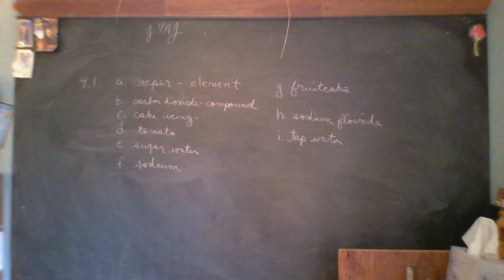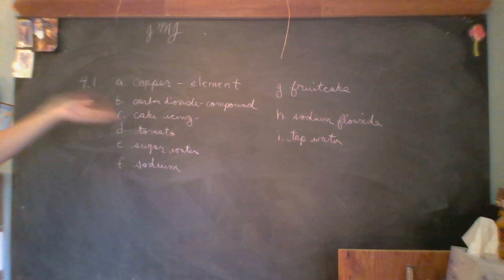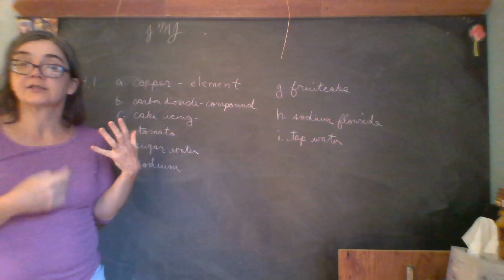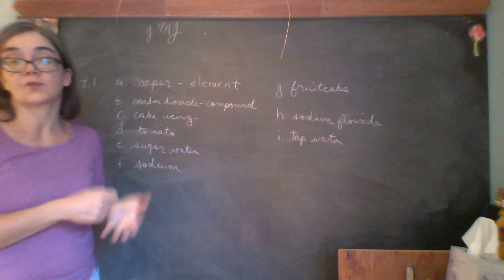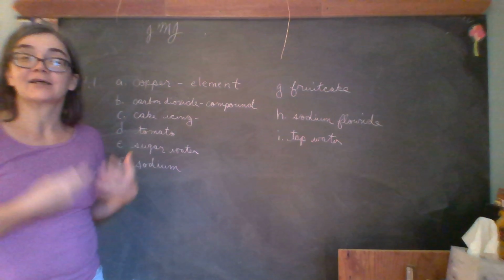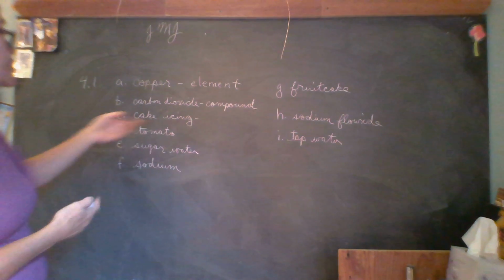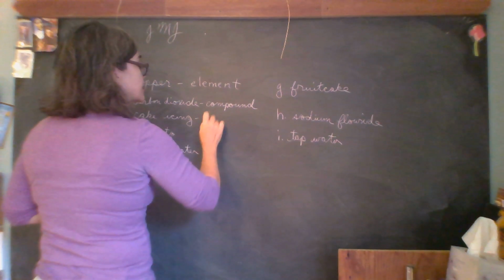Cake icing is neither an element nor a compound. It would be some kind of mixture. And it is a mixture that, if it's well made, is smooth all the way through. So it would be a homogeneous mixture.